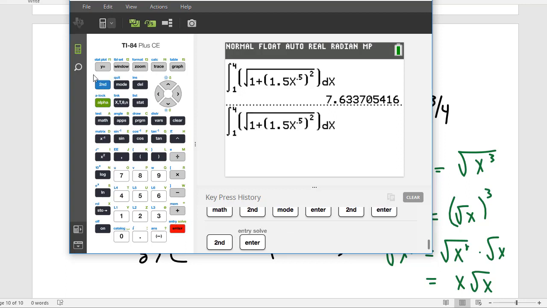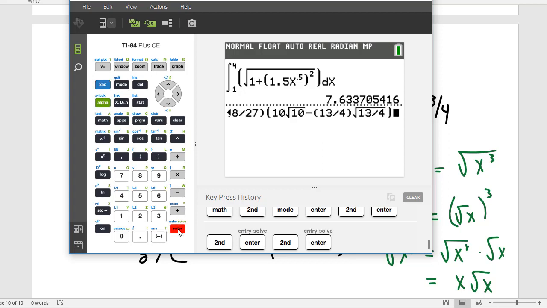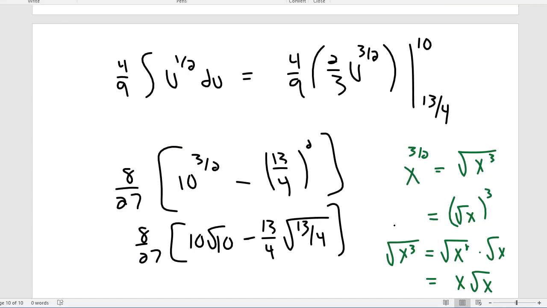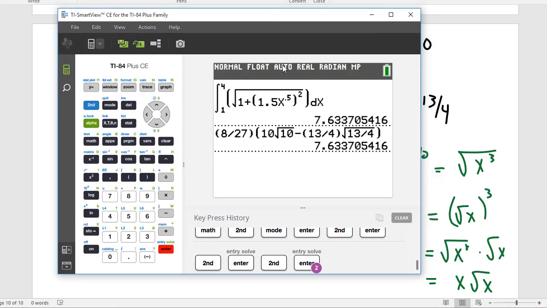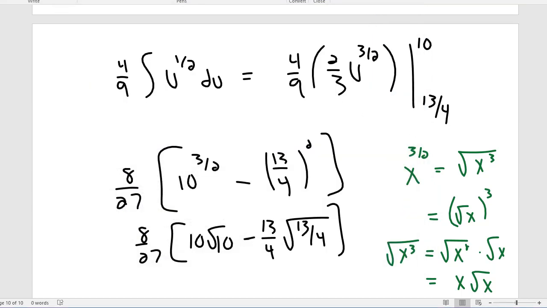And then let me call up the last thing I did here. So here was my answer as a fraction. This was me typing everything in that we had here in the Word document. Here's this guy, and when I hit enter, we get the same decimal value. So our exact value matches the value of the integral that the calculator would give me. So here's an example of evaluating an integral to find arc length.